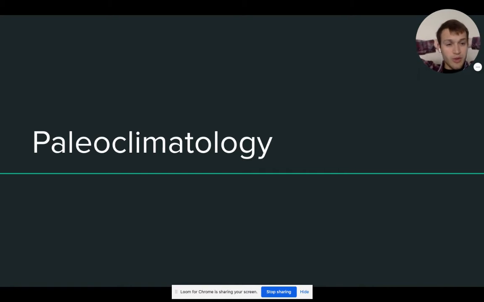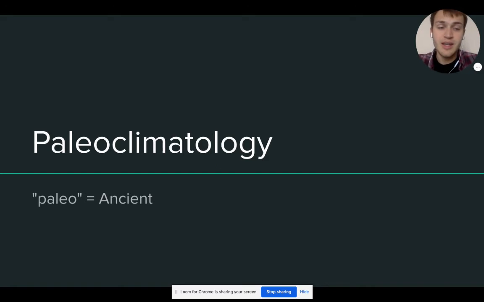To know how the Earth's climate has changed, we need data, right? And if we're talking about geological time, thousands, millions, or even billions of years, how do we know what the climate was like before? The short answer is we don't know exactly, but we have pretty good guesses. No one was there to take measurements of the climate, but we can use something called paleoclimatology to figure out what Earth's climate was like, what Earth's atmosphere was like.